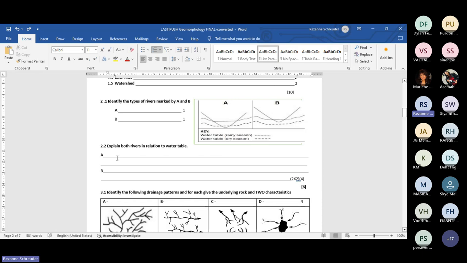So I just want a few learners to explain the rivers in relation to the water table. So the answer is right in front of you. I just need you to have a look. Just a few learners. I'm loving the interaction. And then if you can just give me the answers for question 2.2A and B.